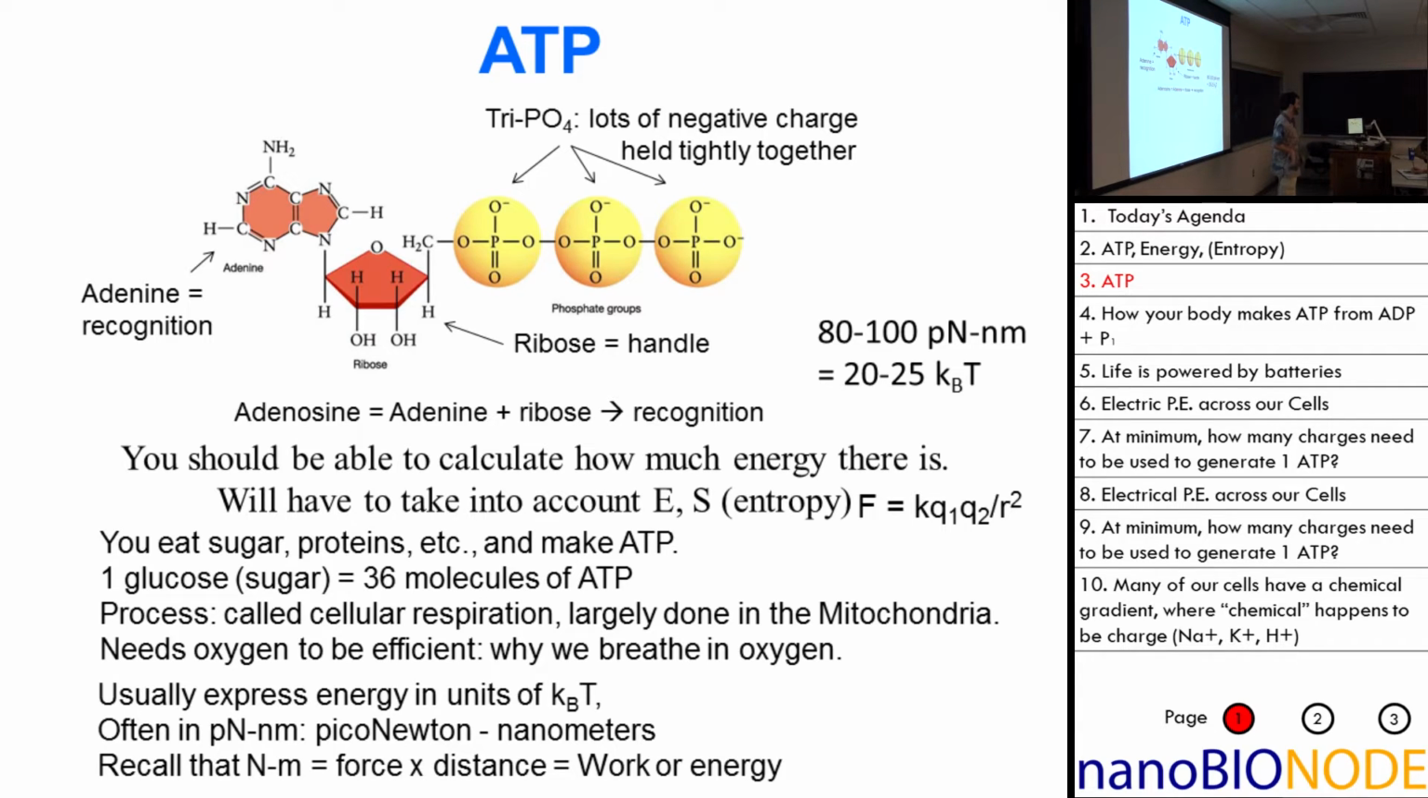Yes? Isn't it like 10 to 12 nanometers? Wait, how do you get that? By looking at the units. So you have units. Okay, wait. Come on up. You're Dan. Yeah. Okay, this is Dan. Hey!